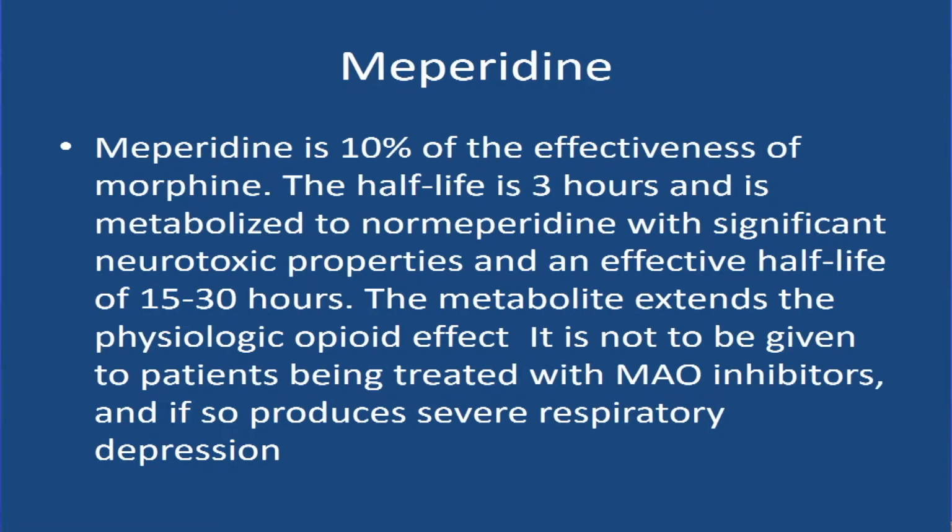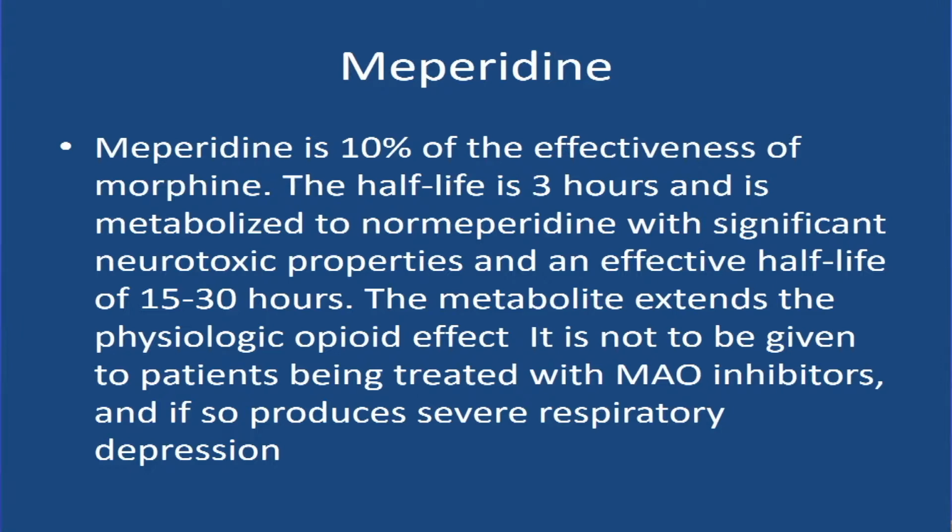Meperidine is 10% of the effectiveness of morphine. The half-life is 3 hours and it is metabolized to normeperidine with significant neurotoxic properties and an effective half-life of 15 to 30 hours. This means that once the metabolite of meperidine is formed, there's still a half-life of 3 hours for the normeperidine, which has neurotoxic properties and also an effective half-life of 15 to 30 hours. So it doesn't go away with the simple metabolic processes, but will hang around for up to 30 hours. The metabolite extends the physiologic opioid effect.